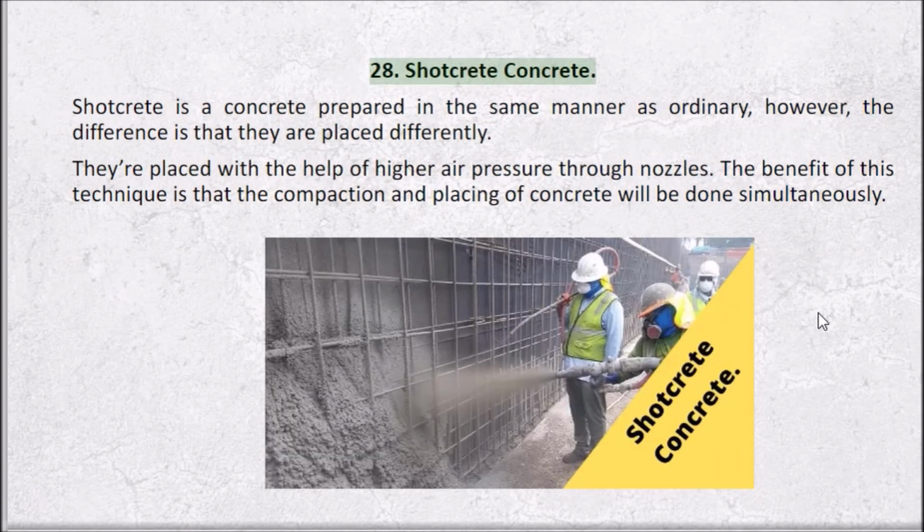28. Shotcrete concrete. Shotcrete is a concrete prepared in the same manner as ordinary concrete, however, the difference is that it is placed differently. It is placed with the help of high air pressure through nozzles. The benefit of this technique is that the compaction and placing of concrete are done simultaneously.